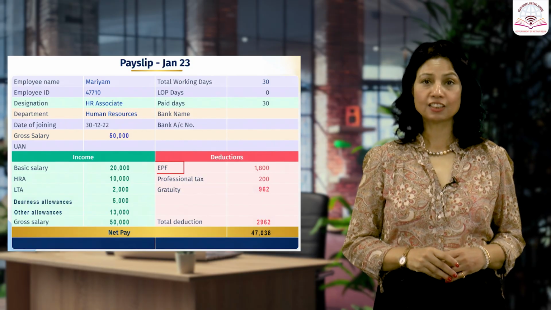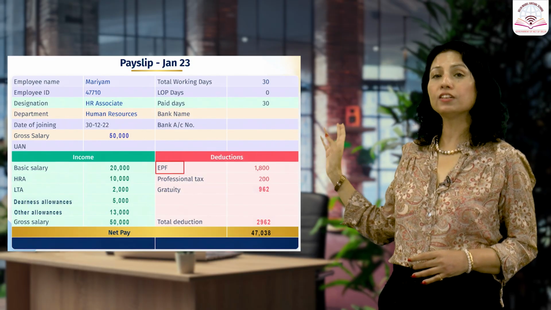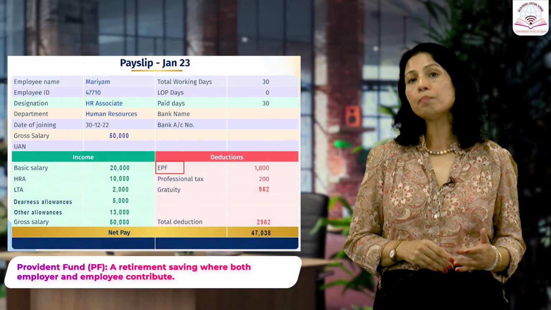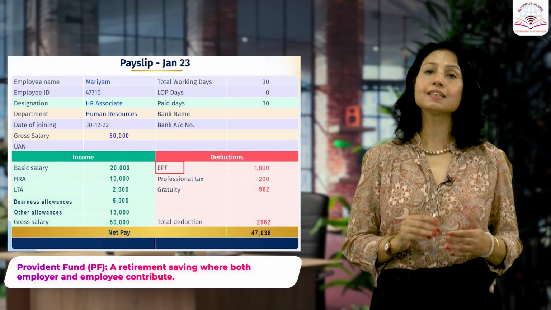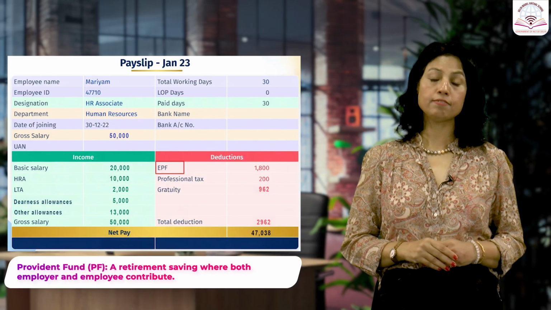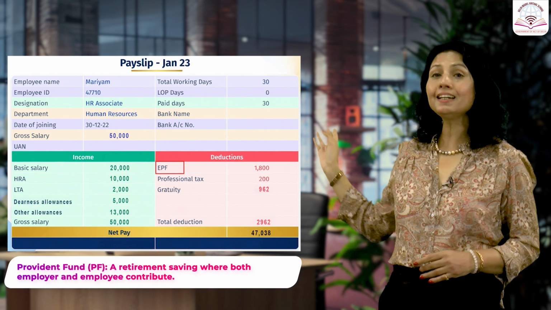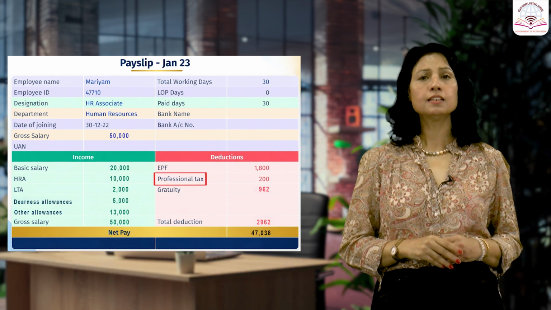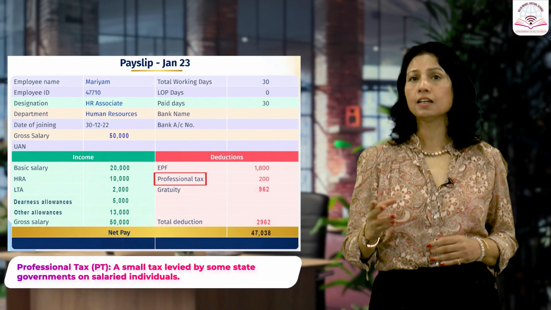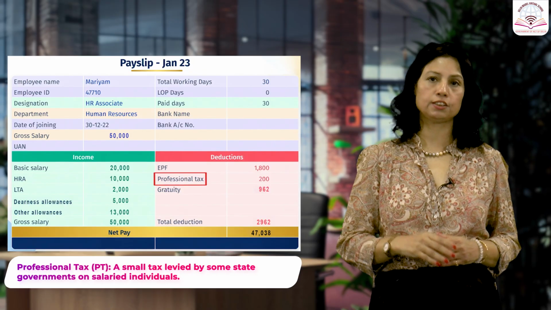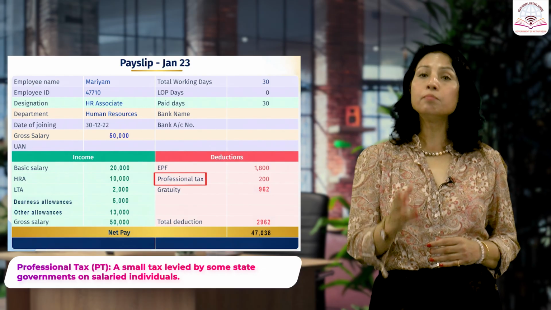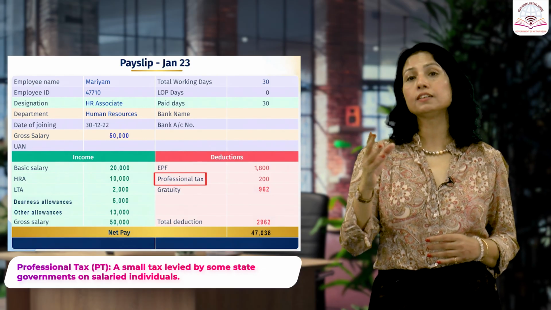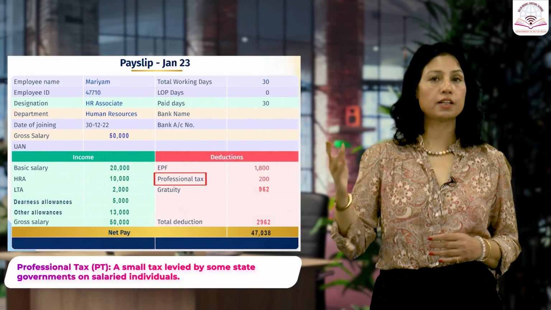The first deduction is PF or provident fund. Both employer and employee pay 12% of employee's basic salary towards PF every month. The second deduction is PT or professional tax. This is a state level tax applied on certain profession. This is collected by employer and paid to state government. The rate of professional tax varies from state to state.